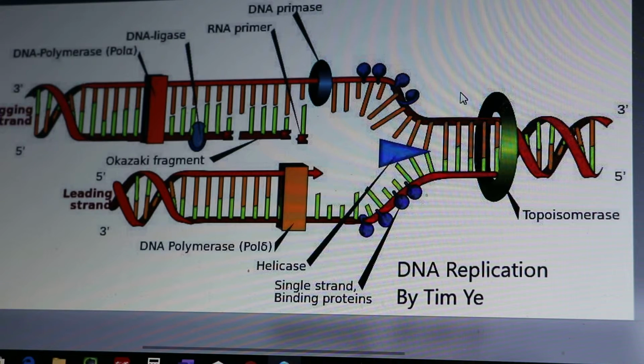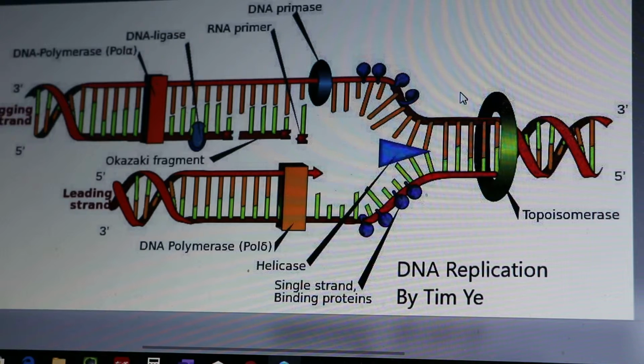The cell prepares for the next step, elongation, by creating short sequences of RNA called primers that provide a starting point for elongation.